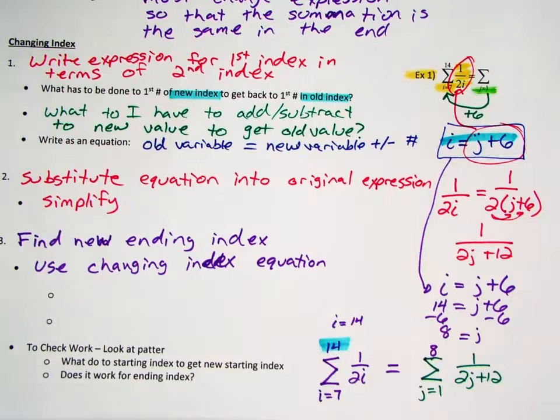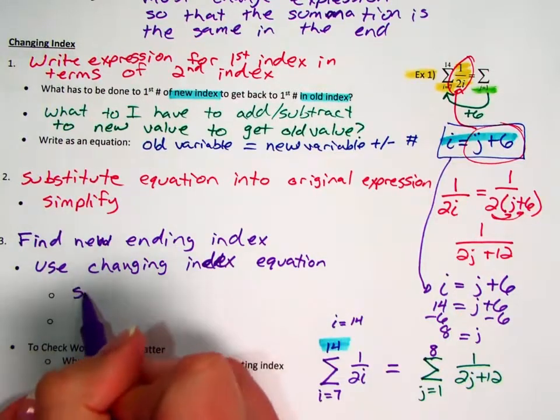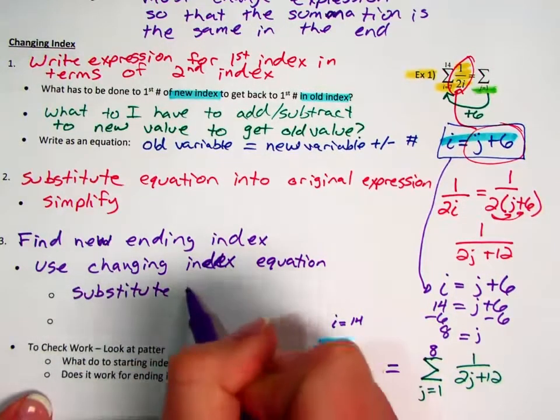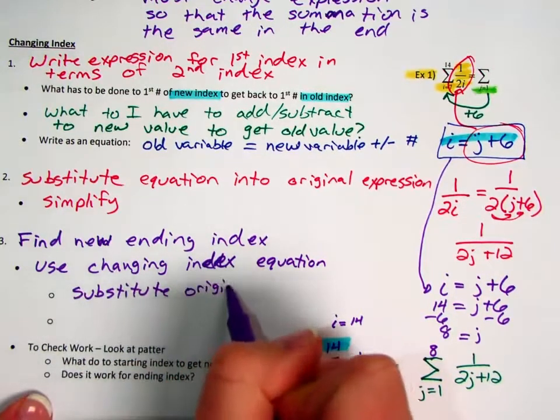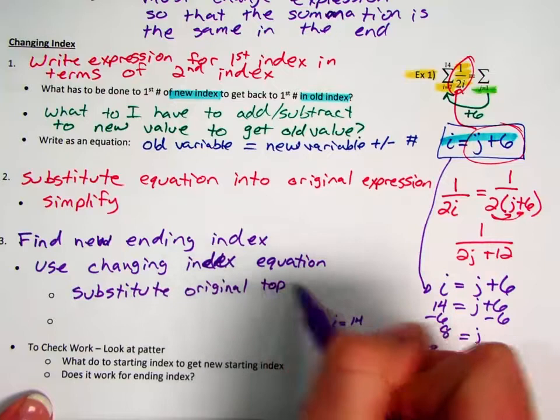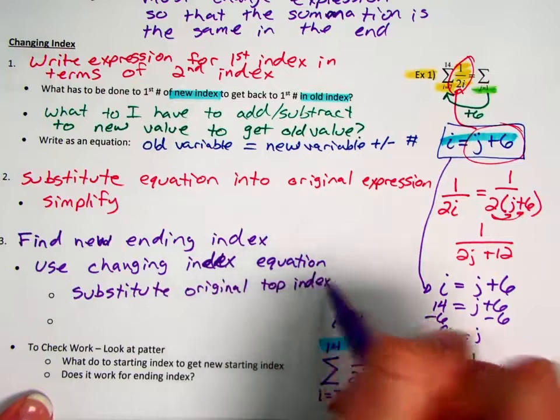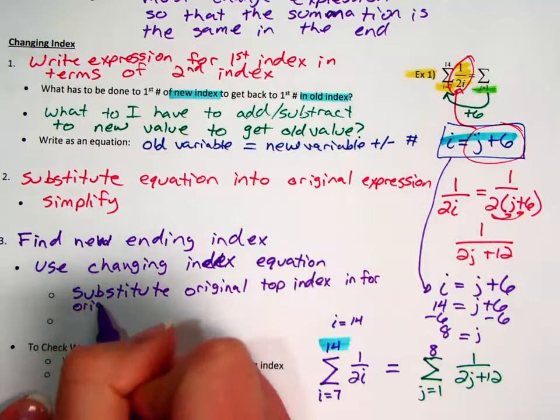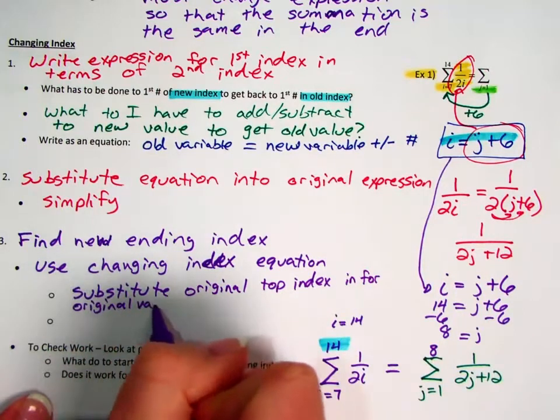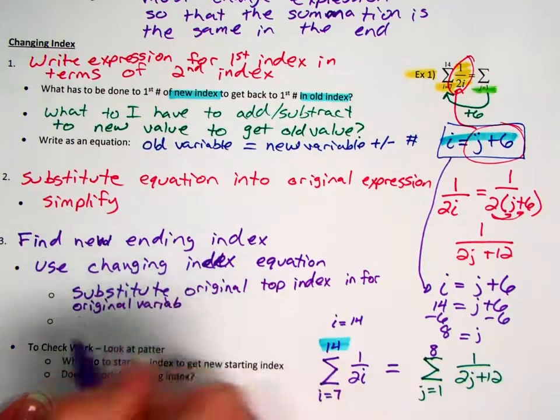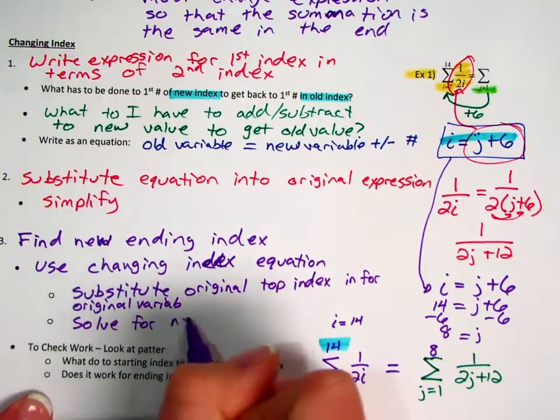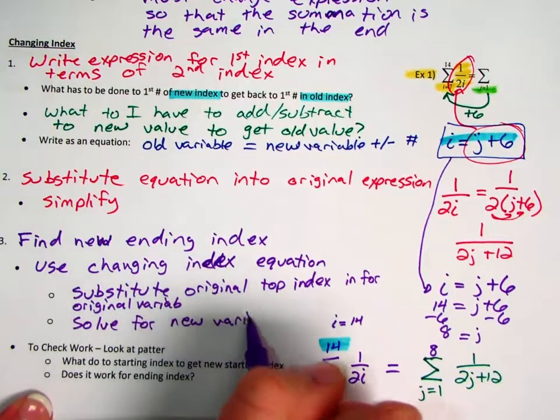Now, what we just did was we substituted the original top index in for the original variable, and then we solved for the new variable.